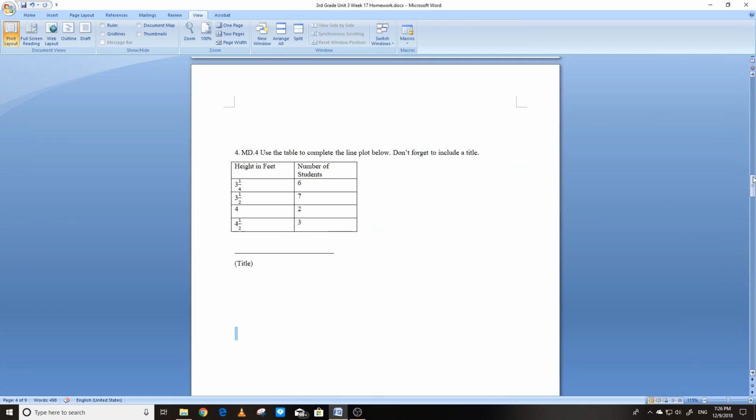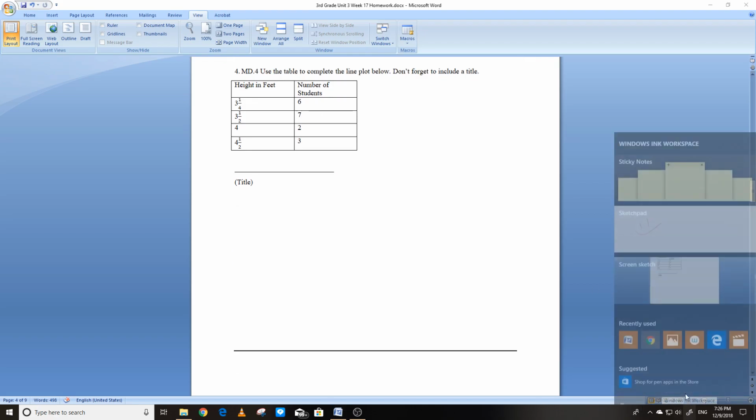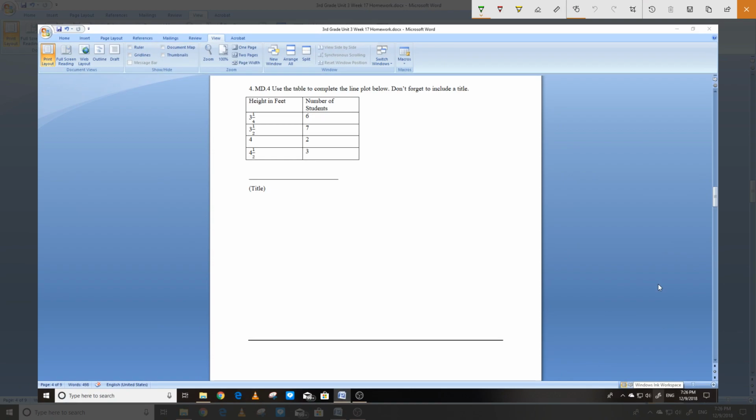Okay, number 4. Number 4, very interesting question also. It says, use the table to complete the line plot below. Don't forget to include a title. So here we're talking about height in feet, a number of students. So I can make an easy title: student height in feet. Okay, you want to write that?